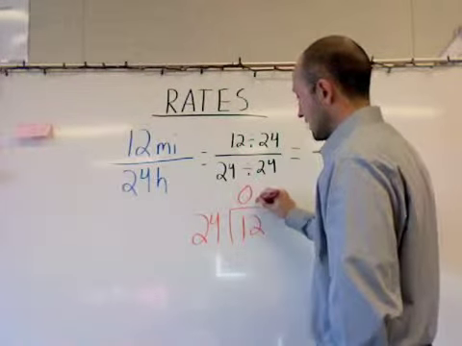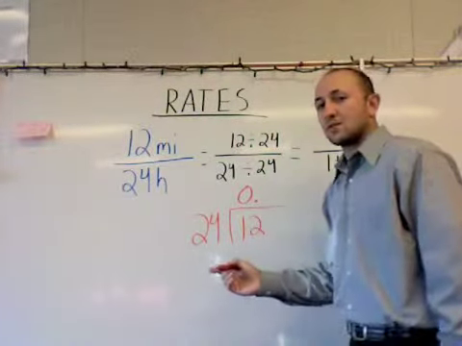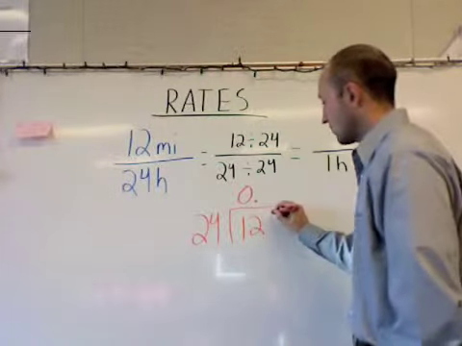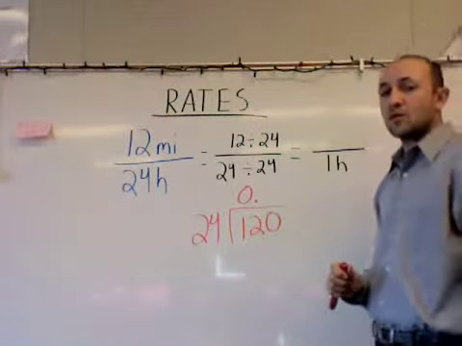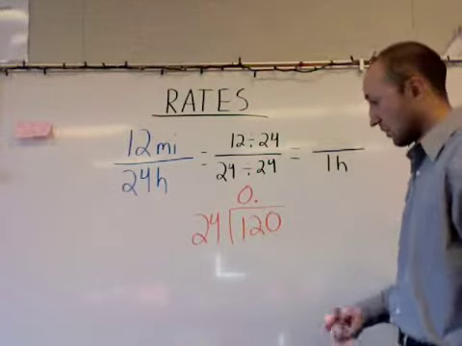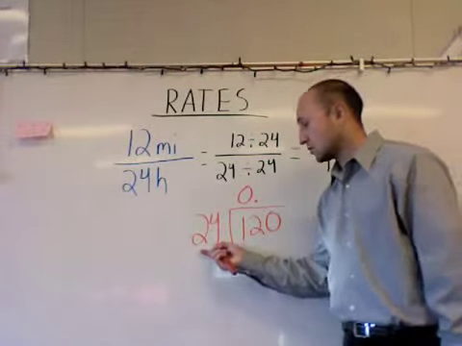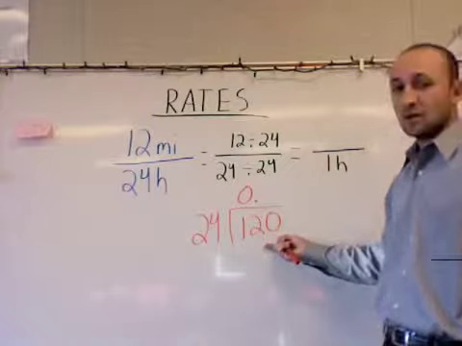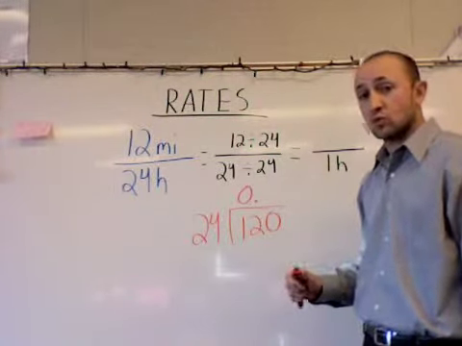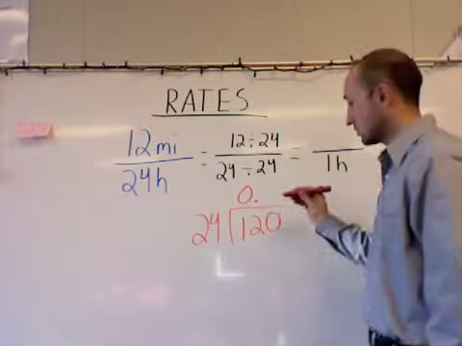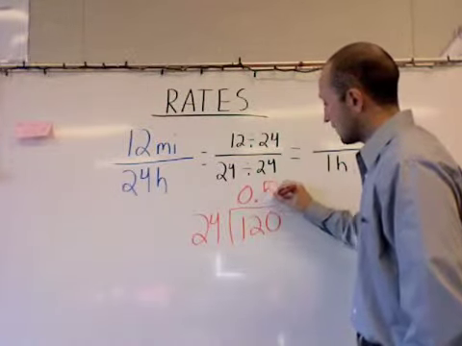Put down a 0 and a decimal point, which means now it is safe for me to add a 0. Now I can use mental math, I can use a planner, or I can work this out on paper. I need to figure out how many times does 24 go into 120? Well, I just happen to know that 24 times 5 equals 120, even, no remainders. That means it goes in 5 times.